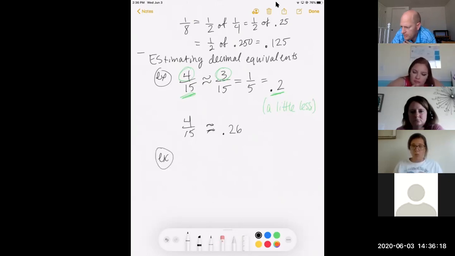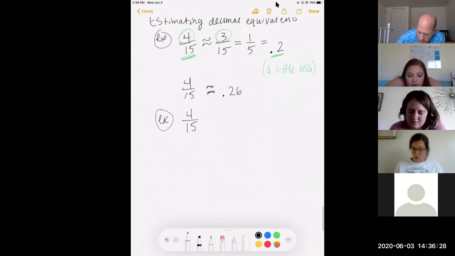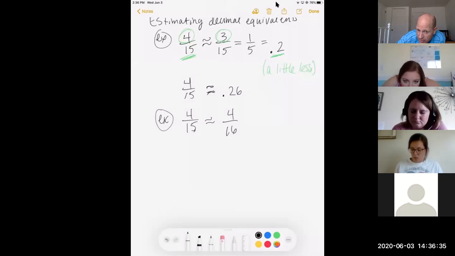Okay, let's try another one and have you guys try this. I'll make a note of something else you can do. Then I'll have you try another example. 4/15 is about equal to 4/16. What I've done is I've increased the denominator a little bit to make a nice fraction, 1/4. Okay. If I increase the denominator a little bit, I get 1/4, that's equal to 0.25. Now, is 0.25 a little bit less than my 4/15 or a little bit more than my 4/15?